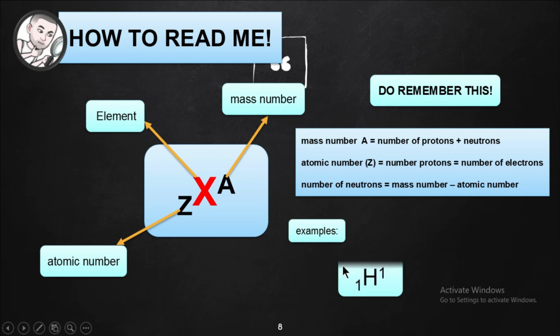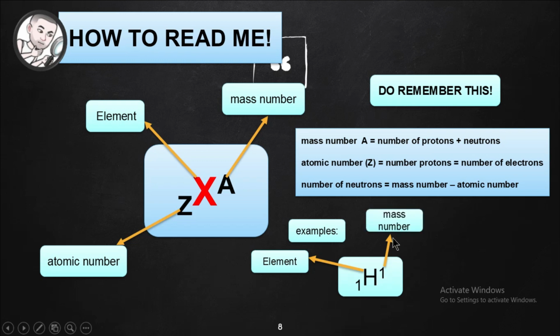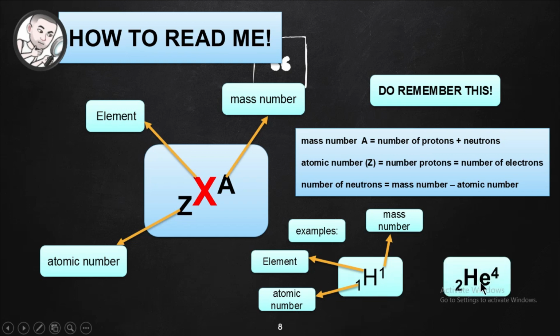Examples here, we have H. Letter H here, that is the symbol of the element. Yung number 1 dito sa may upper right corner, that is the mass number of H. And then the number 1 dito sa may lower left corner, that is the atomic number of H, which is 1. Another example is He or helium. The He here is the element's symbol. The number 4 here, that is the mass number of He.